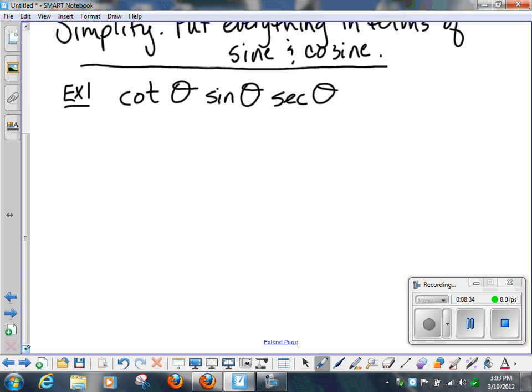What mathematical operation is in between all three of those trig functions? Multiplication. So it's like having x times y times z, right? But we have to put it all in terms of sine and cosine. What can we change? Cotangent. What can it change into? Cosine over sine. All right, write it. Cosine. Folks, if you want to put x's, put x's.